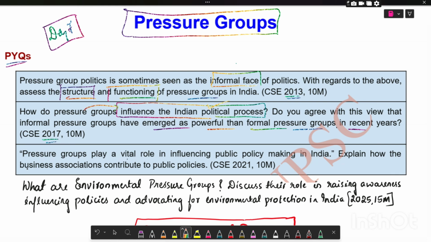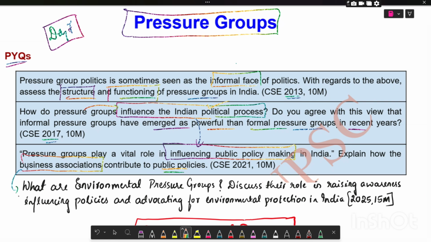Pressure groups play a vital role in influencing public policy making. The same question, influence the Indian political process. Here they asked about influencing public policy making in India. And they asked a specific question, that is, how business associations contribute to public policy making.